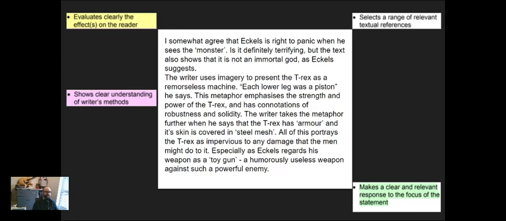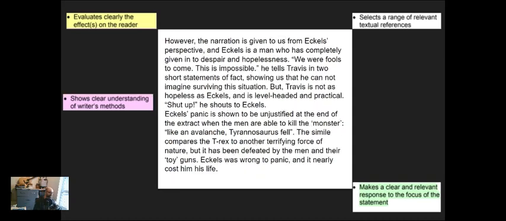The writer takes the metaphor even further when he says that the T Rex has armor and the skin is covered in steel mesh. And all of this portrays the T Rex as impervious to any damage that the men might do to it, especially as Eccles regards his weapon as a toy gun, a humorously useless weapon against such a powerful enemy.